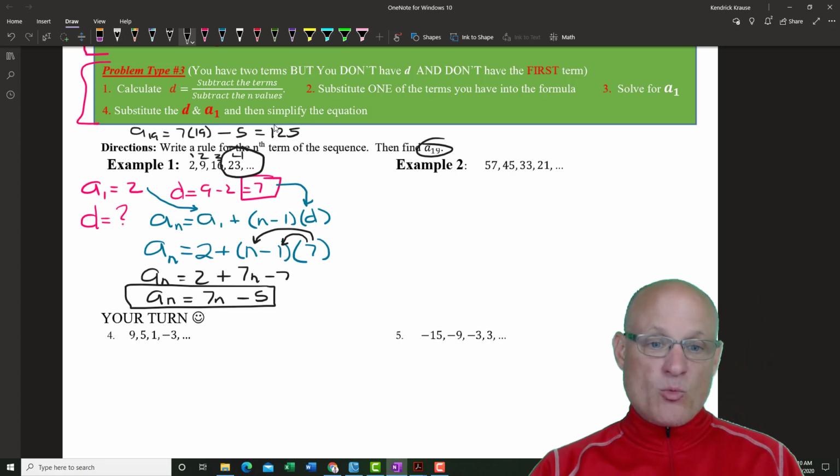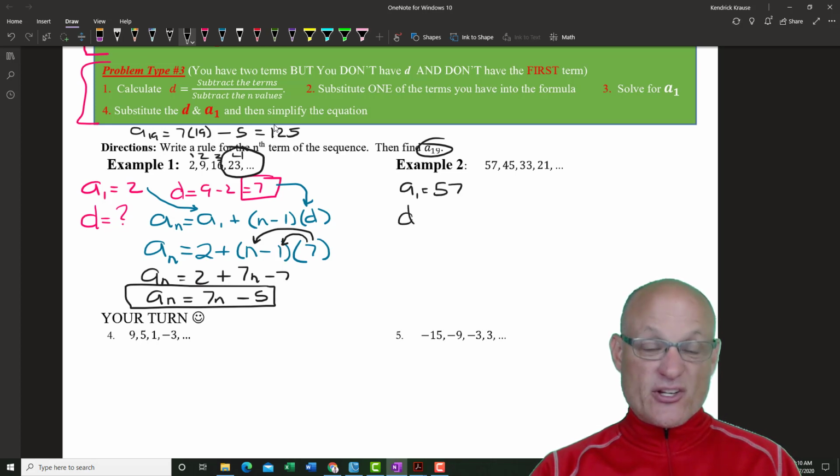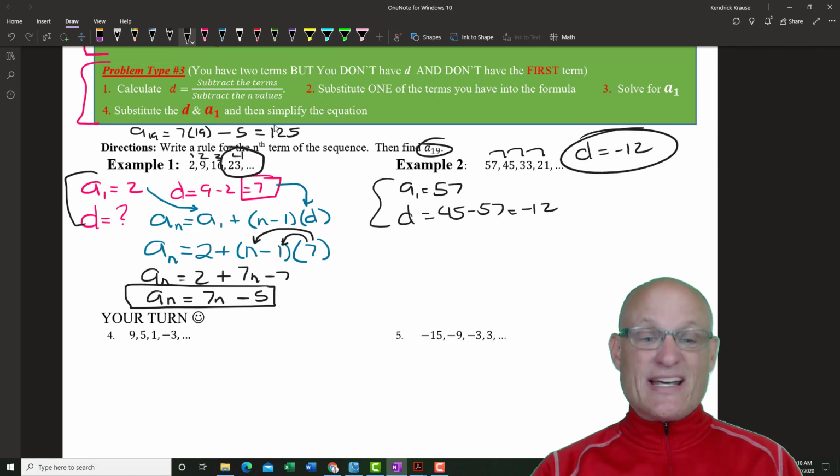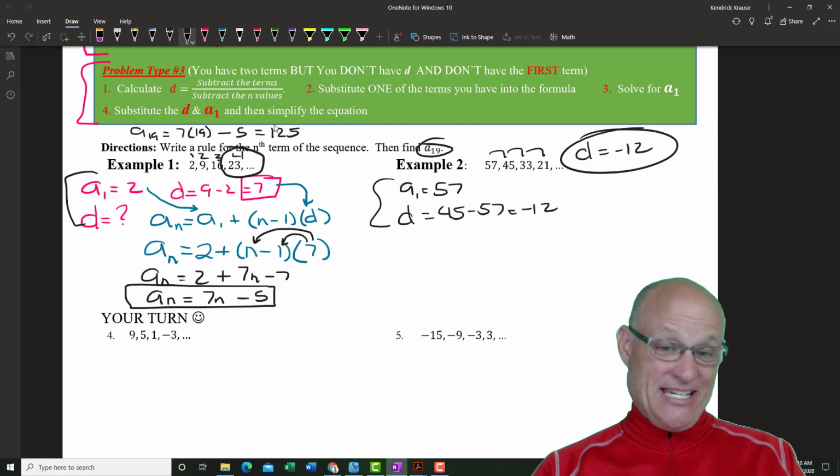All right, so we have a sub 1. Again, we're working on easy. That's 57. I need to find D, because these are the two things you always have to find. 45 minus 57 is negative 12. So down 12, down 12, down 12. So I found the D equals negative 12. I got the two things I need. D and a sub 1. So now I'm ready to substitute in.